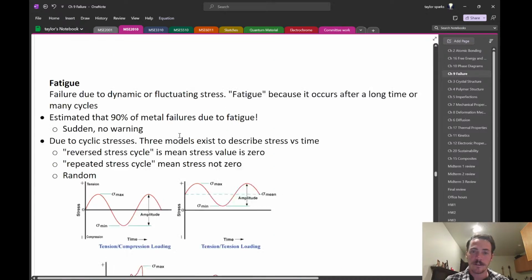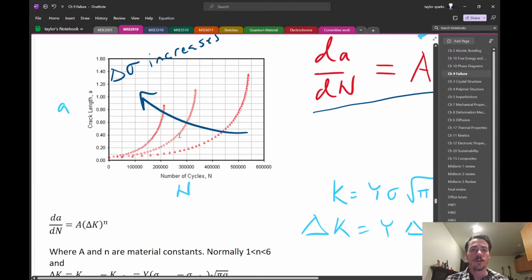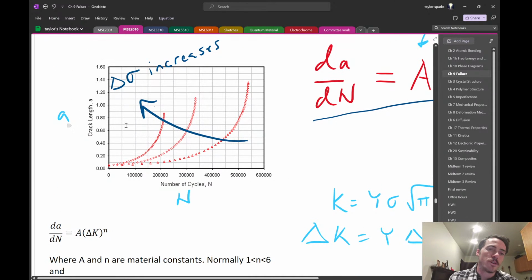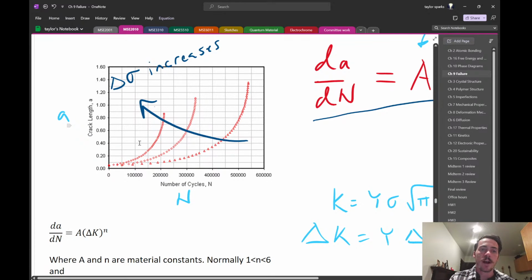If we scroll down a little bit to the latter half of this chapter, we started seeing the crack growth equations. Check it out right here. This is showing you crack length A plotted against number of cycles. There are 3 different data sets here: triangles, plus signs, and circles, and those correspond to different stresses. If the stress amplitude, the difference in stress, is increasing, then your crack is going to grow a lot faster. It'll take fewer cycles to get the same crack elongation.